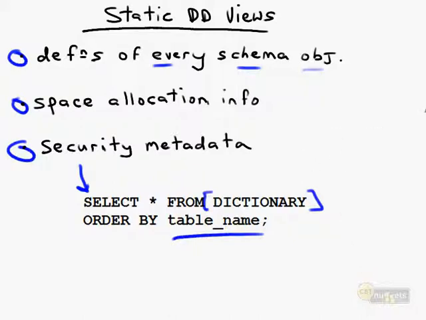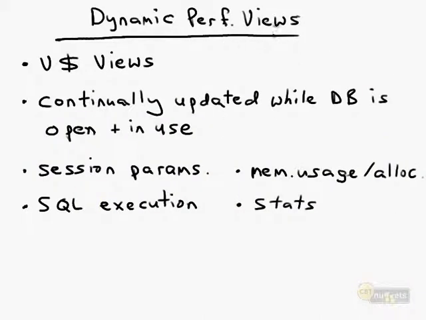And again, to review, the static views have DBA, user, and all, and what we're going to learn in the next whiteboard, the dynamic performance views are prefixed with V$. So as I just mentioned, dynamic performance views are continually updated while the database is open and in use. And when you see the kind of data that's tracked by these so-called V$ views, that will make sense.